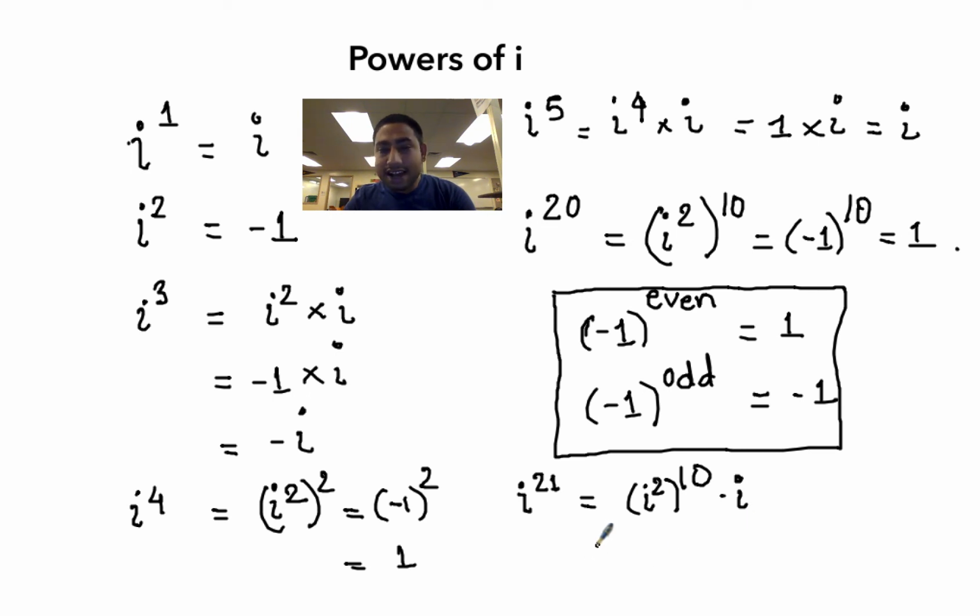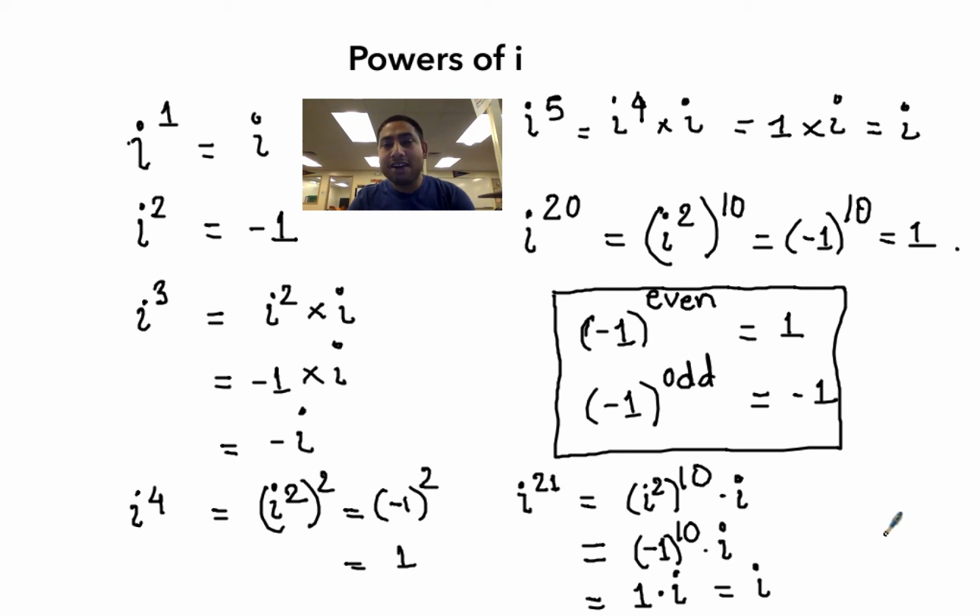Okay, so now because we know i squared is negative 1, I can rewrite this as negative 1 to the 10th power times an i. Now negative 1 to the 10th power, 10 being even, makes this a positive 1. And then I've got a times i here, and 1 times i is going to be i. So this is how we can evaluate different powers of i.